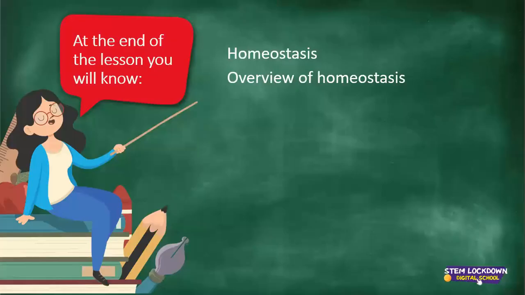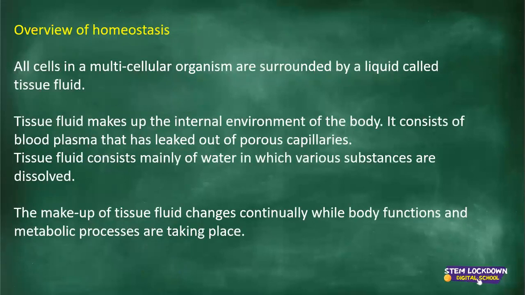At the end of this lesson, we should have discussed homeostasis and the overview of homeostasis. We know that all cells in a multicellular organism are surrounded by a liquid called tissue fluid. Tissue fluid makes up the internal environment of the body. It consists of blood plasma that is leaked out of porous capillaries.